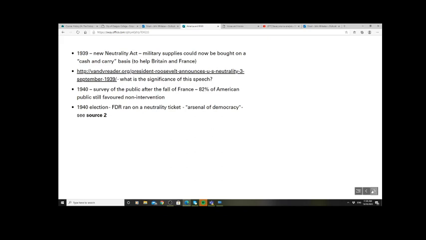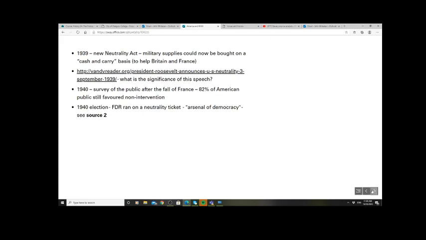So Roosevelt's trying to very slowly but surely convince the American people that some form of intervention is required to protect America as much as anything else, to protect American democracy. In 1940 there was a survey, a useful survey, good to see from a historical perspective, on whether what Roosevelt was saying was dramatically impacting the American people. Although there was sympathy amongst the American people for Britain and France, especially after France had fallen in the summer of 1940, 82% of Americans still favoured non-intervention.